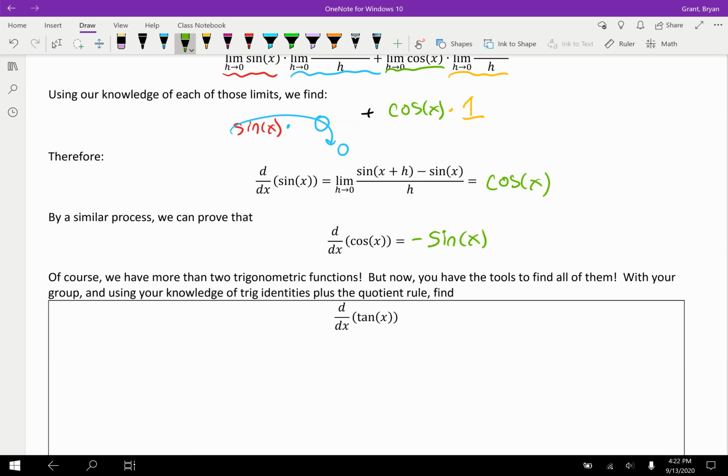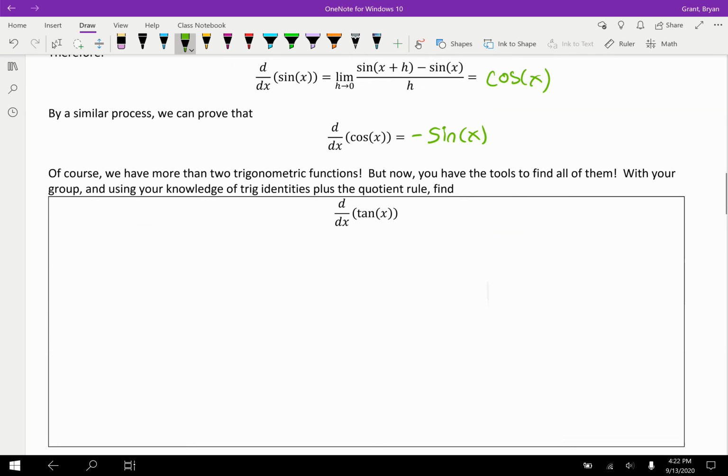And now we actually have 2 of our 6 derivatives done. We said we'd do 6 trig derivatives today, all our major ones. We know sine and cosine, and they're very easy. They're just each other, though one is negative. But the nice part is now that we have 2 trig derivatives, we actually have the tools to find every single one of our trig derivatives. Don't believe me? Let's take a look.